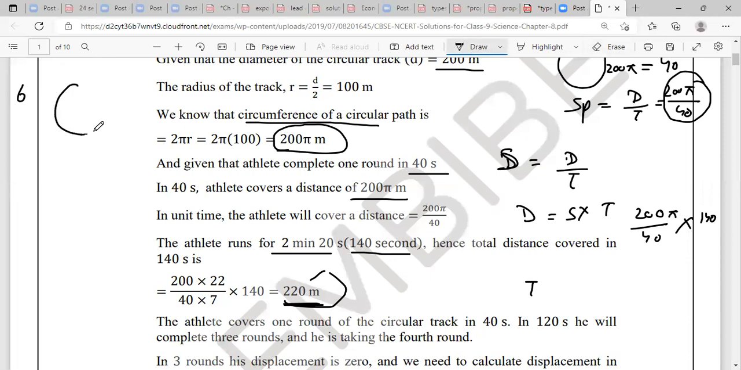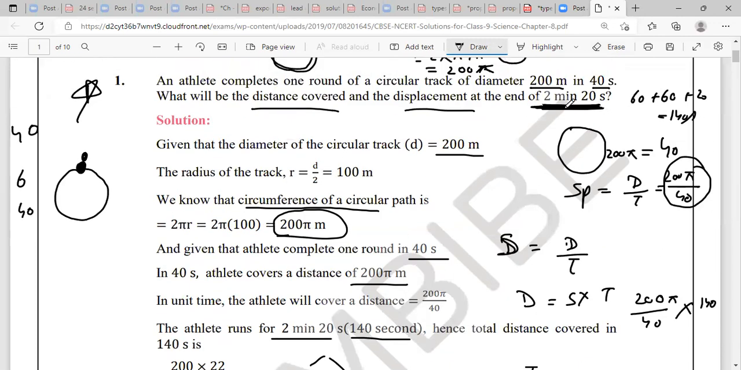See, this is the place. For example, he started from here, right? So after 40 seconds, he'll be again here. So that means your displacement is going to be 0, right? But now he traveled 2 minutes 20 seconds. So that means he traveled 140 seconds, okay? First he came, then again 40 seconds, he was here, right?